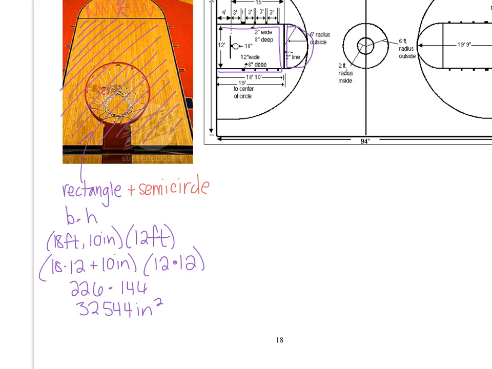Alright, so now I want you guys to find the area of the semicircle, and then tomorrow bring to class, and I'm going to be checking your notes when I check in, the total area for that entire section of the basketball court. Okay, so that's it for today.